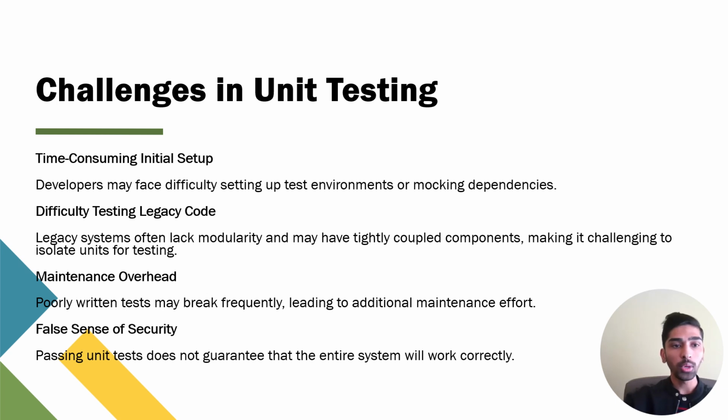Let's talk about the second one, difficulty testing legacy code. Legacy systems often lack tests and may have tightly coupled components, making it challenging to isolate units for testing. Let's talk about the third one, maintenance overhead. Poorly written tests may break frequently, leading to additional maintenance effort. Let's talk about the last one, false sense of security. Passing unit tests does not guarantee that the entire system will work.